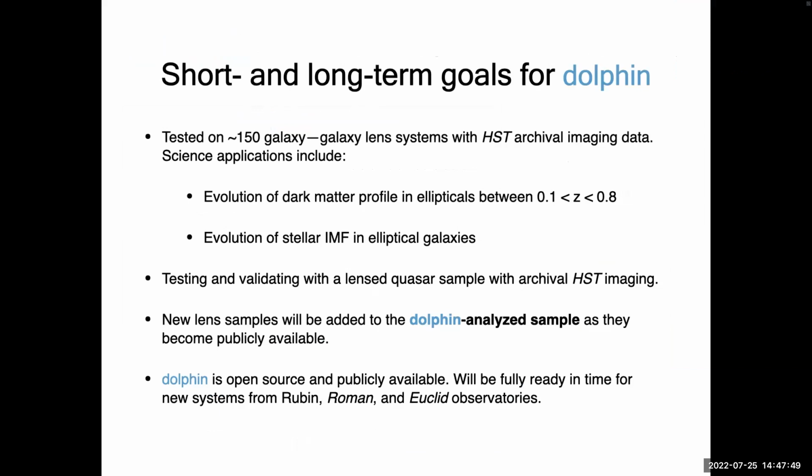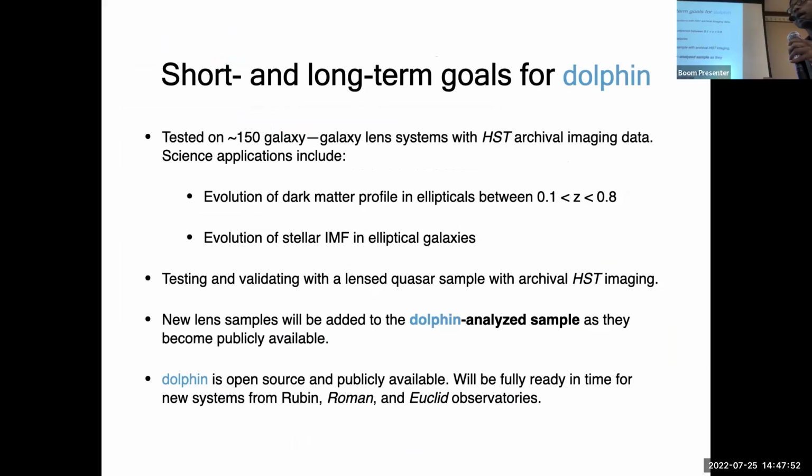So, some short and long-term goals for Dolphin. We have been testing the capability and fidelity of Dolphin with HST archival imaging of about 150 galaxy lens systems. When that's done and Dolphin is fully developed, these new models will be used to study galaxy properties and evolution, like the elliptical galaxies here. And as new lens samples become publicly available, we'll add them to this master repository of Dolphin analyzed lens systems.